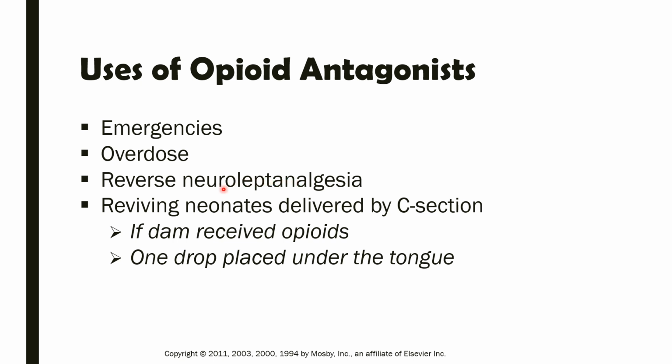It can also be used to revive neonates delivered by cesarean section. A lot of times when we do a cesarean section, the dam receives the opioid. The neonates that are not going to do very well, which come out with the opioid in their system, we can give them naloxone. This is administered, or the drug is placed, under the tongue.